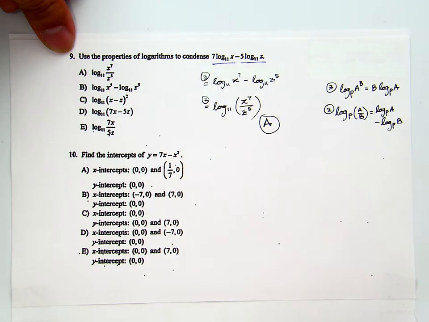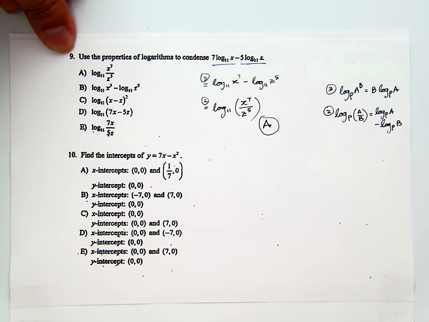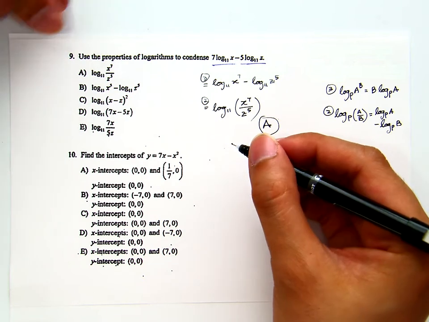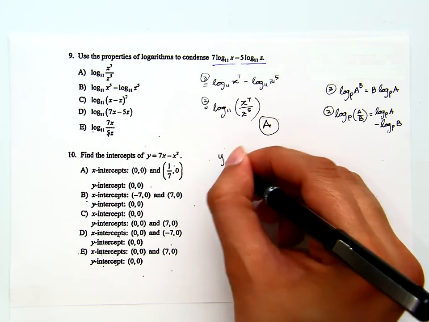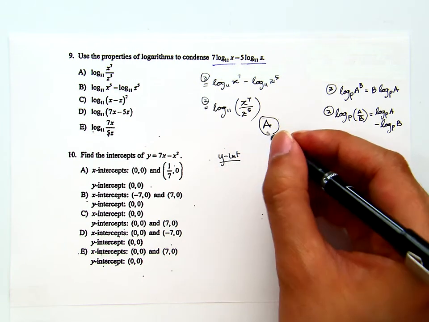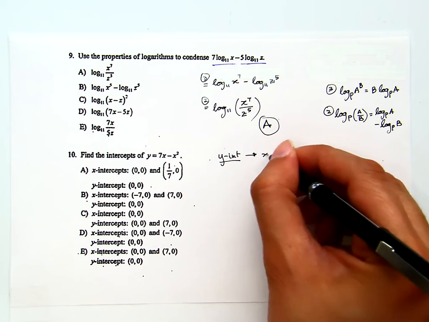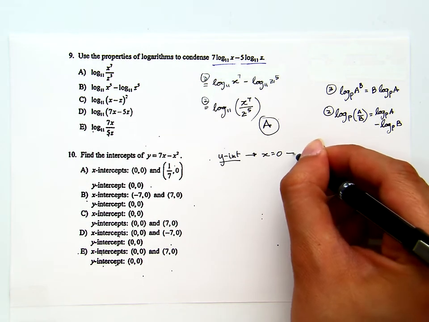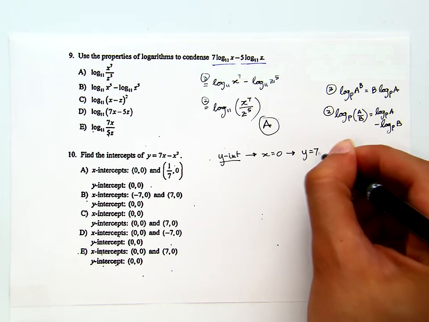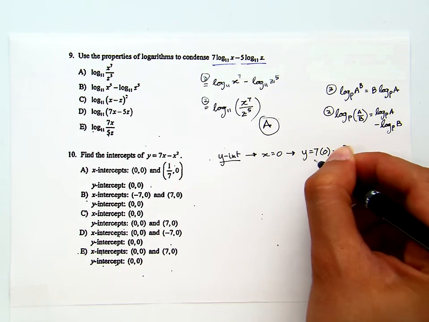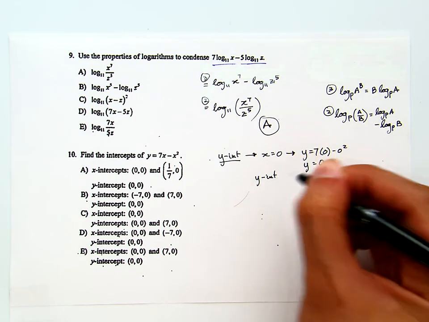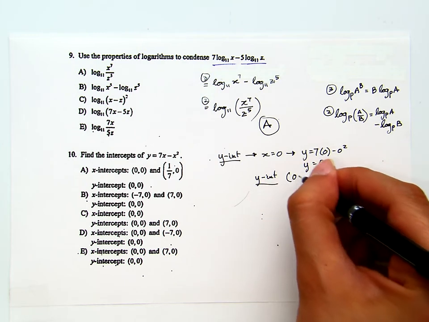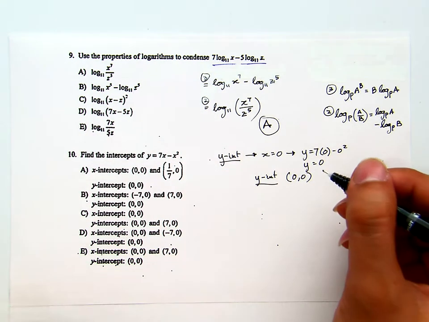Now number 10, find the intercepts of y equals 7x minus x squared. The standard procedure, for any function given to us, is to find the y-intercept first. Usually that's the easiest one. To find the y-intercept, x equals 0, and we plug it in, we get y equals 7 times 0 minus 0 squared. That will be 0. In other words, the y-intercept is (0, 0).